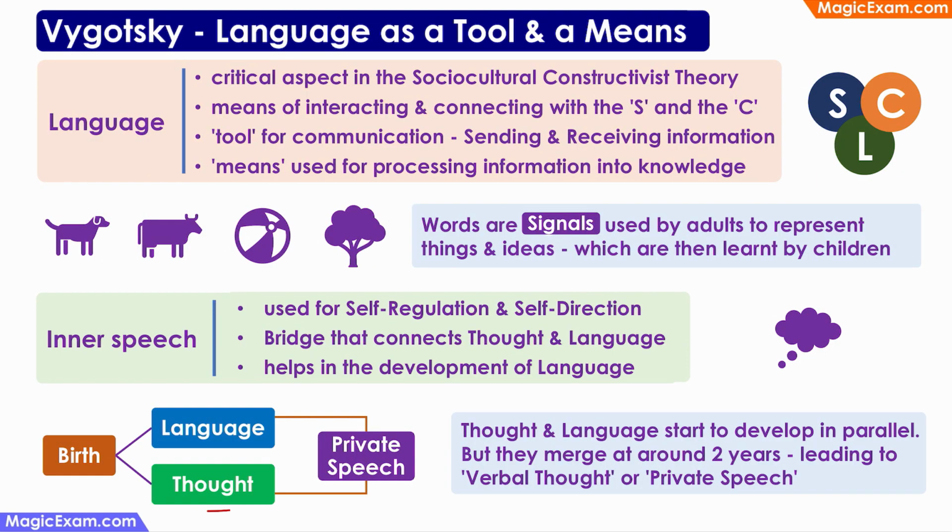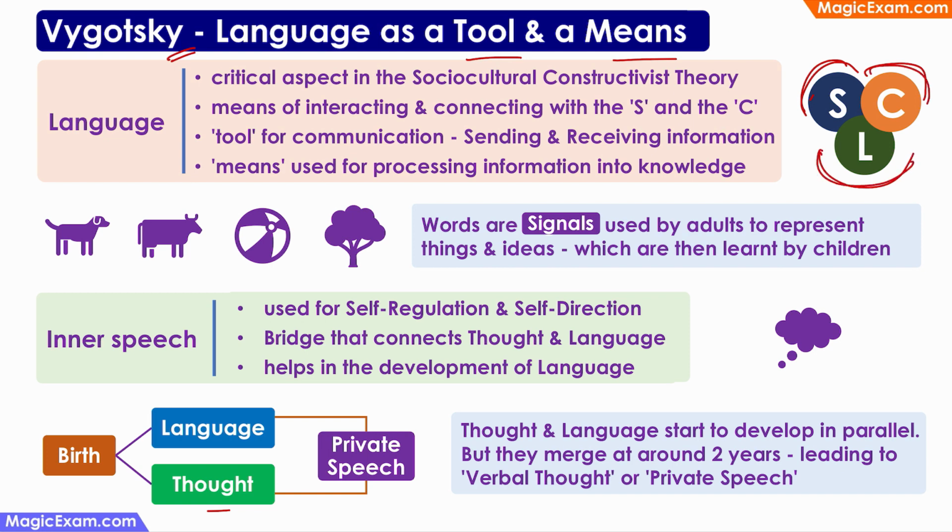The next theory that we will talk about is Vygotsky's theory on the development of language in children. He says that language is both a tool and a means. So what does this mean? So he says that language is a way through which children are able to connect with the S and the C in his theory. That is, Vygotsky's cognitive development theory is built on the concepts of social factors, cultural factors, and language.